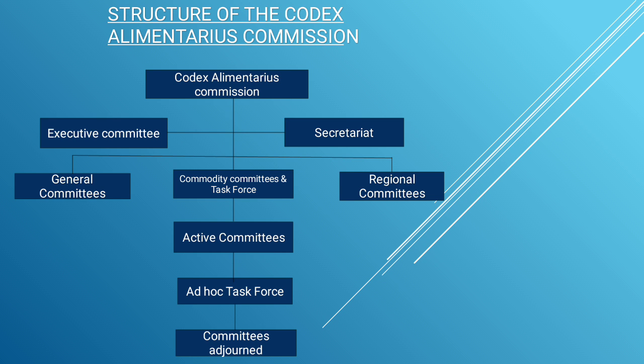Now the structure of the Codex Alimentarius Commission. How the commission is being formed from top to the bottom. Now let's see, we have a diagram. It includes the Executive Committee and the Secretariat plus the regional and the general committees, which are followed by the commodity committees and the task force, the active committee, ad hoc task force and the committees adjourned.